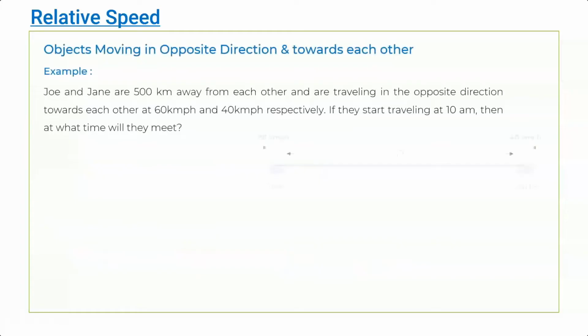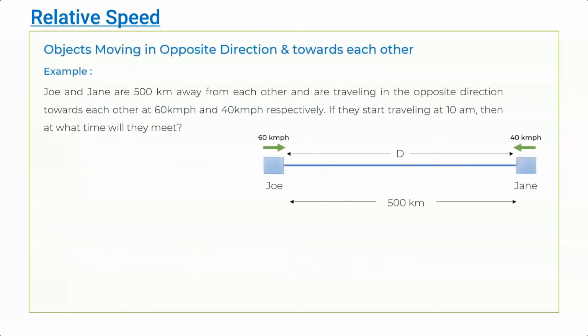And the first example is this one. There are two people, Jane and Joe, and they are 500 kilometers away. Joe is traveling in this direction at a speed of 60 kilometers per hour, and Jane is traveling in this direction at 40 kilometers per hour. Usually the question would ask you, when will they meet, at what time will they meet, or after how much time will they meet? So notice in this question, they're telling that if they start traveling at 10 a.m., then at what time will they meet?